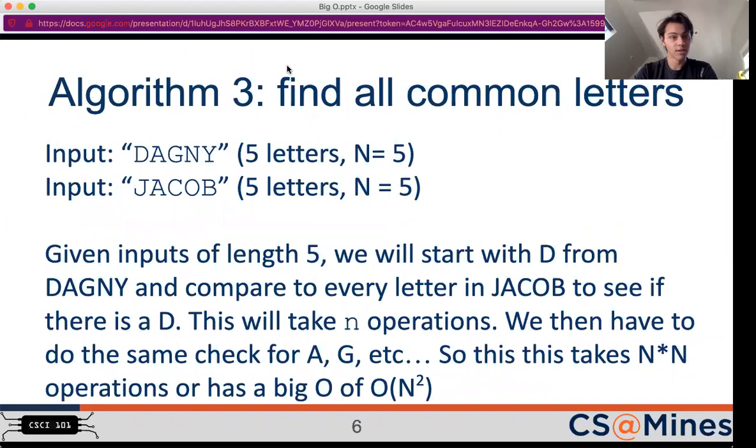Say algorithm 3. This wants us to find all the common letters. So what it's going to do is start at D and compare it with J. Not common, not common. But regardless of whether it's common or not, it has to check every single letter in the word Jacob. Now, for one letter D, it compared all 5 of Jacob. There's 5 letters in Dagny, which means it's going to be 5 times 5, which is 25 comparisons. So the amount of comparisons necessary is rapidly increasing because the exponent of the n increased as well.